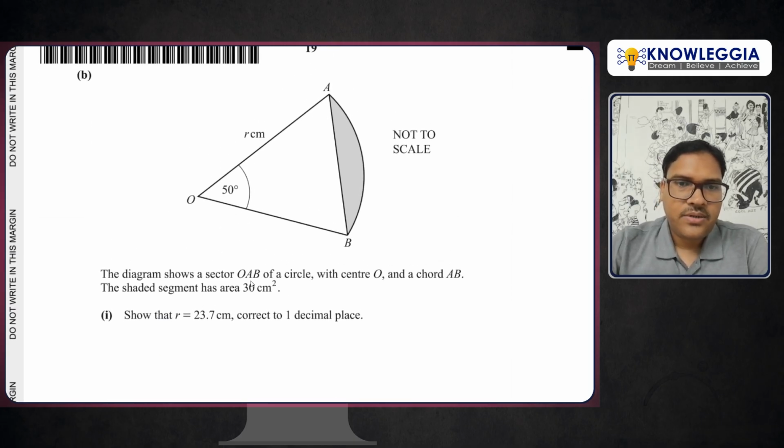The diagram shows a sector OAB with center O and chord AB. This is chord AB. The shaded area is 30, that is, this is 30 centimeter square.